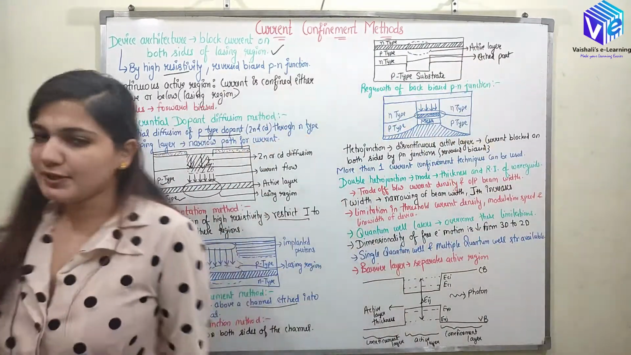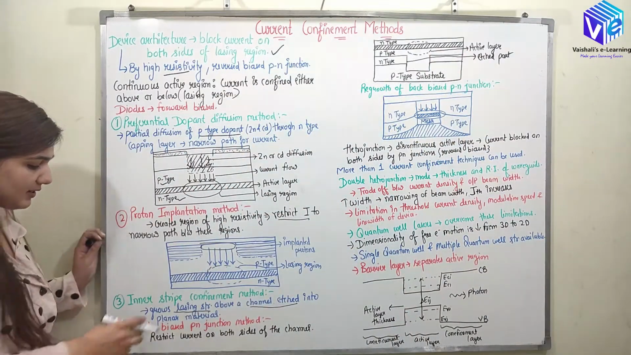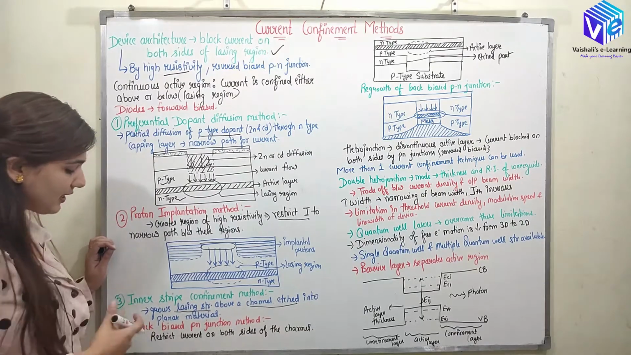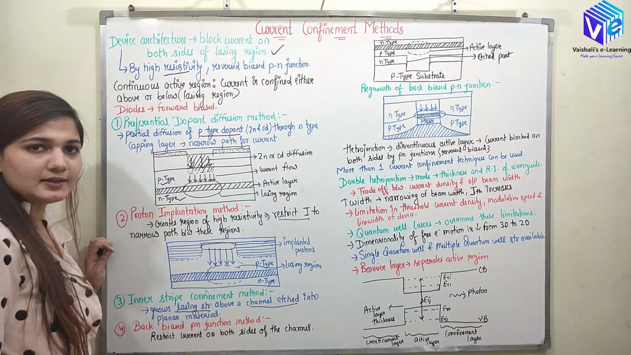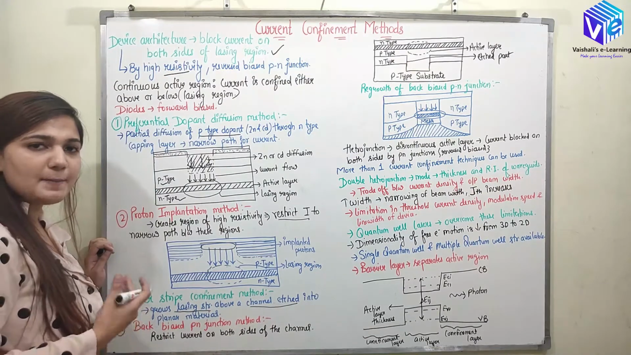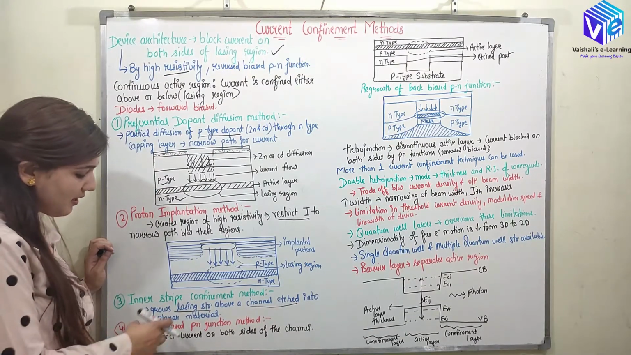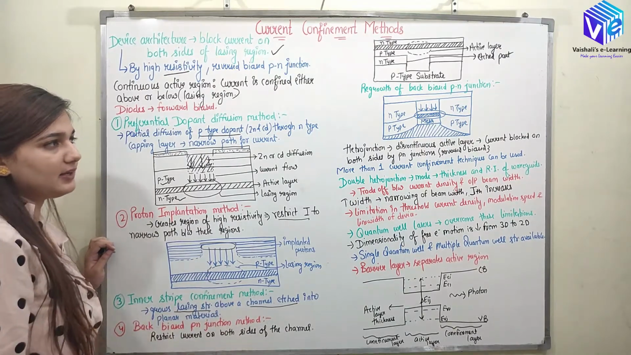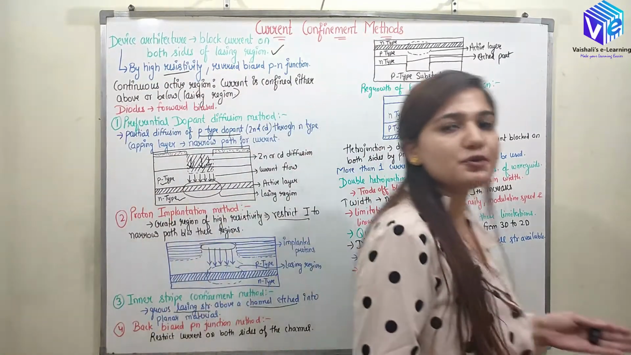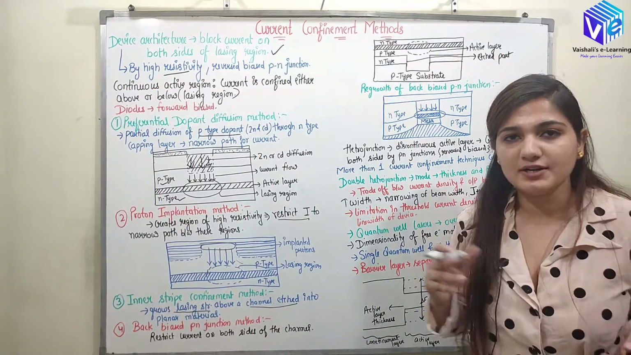Right? So it is going to restrict the current in the planar materials. Now the last type is the back biased PN junction method, right? So what happens in the back biased PN junction method? It is going to restrict the current on both sides of the channel. Now how is it going to restrict the current? With the help of reversed bias.